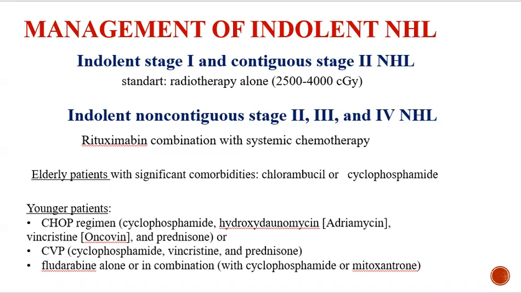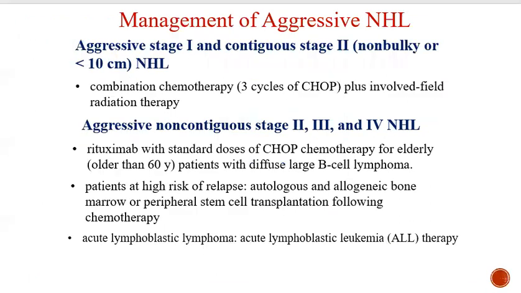Rituximab, a monoclonal antibody targeting CD20, present on B-cells, is used in combination with systemic chemotherapy. Treatment of symptomatic patients with indolent lymphoma should be focused on achieving the best possible quality of response without producing excessive toxicity. Single agent treatment with chlorambucil or cyclophosphamide, with or without prednisone, is useful in elderly patients with significant comorbidities. Combination chemotherapy is used in younger patients with the goal of achieving a complete remission.